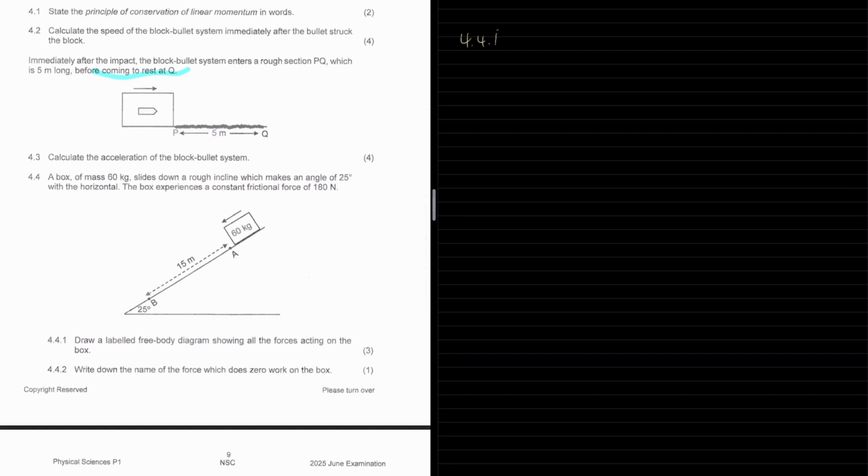So 4.4.1, as it's going down the incline, it's going to experience force of gravity. It's going to experience friction upward, parallel to the surface since it's going down. And there's going to be a normal force that is perpendicular to the plane. So 3 marks, 3 forces. Yeah, that's it. So 4.4.2, write down the name of the force which does 0 work on the box.